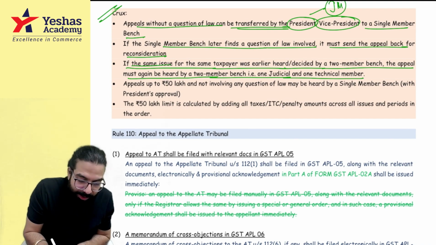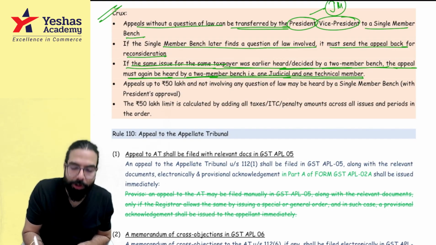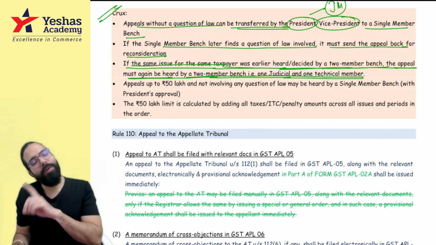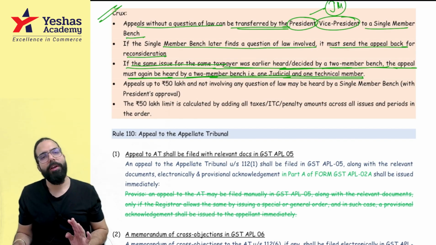It says if the same issue for the same taxpayer was earlier heard by two-member bench, the appeal must be again heard by two-member bench only. One technical point: if earlier two people had heard your case, and you're coming again, then also two people will hear your case, not a single bench.